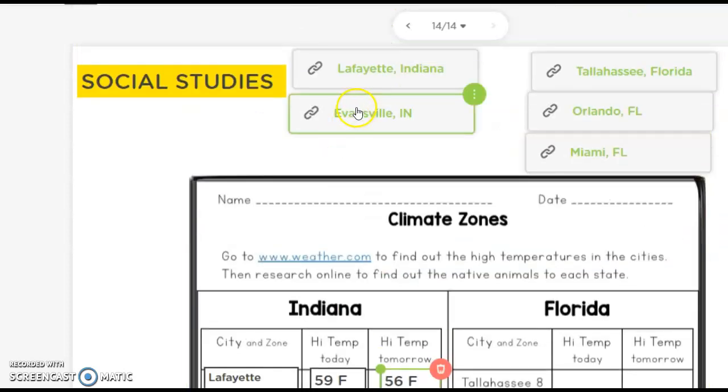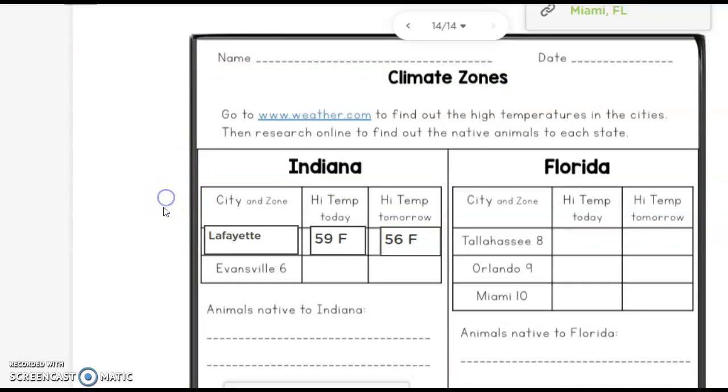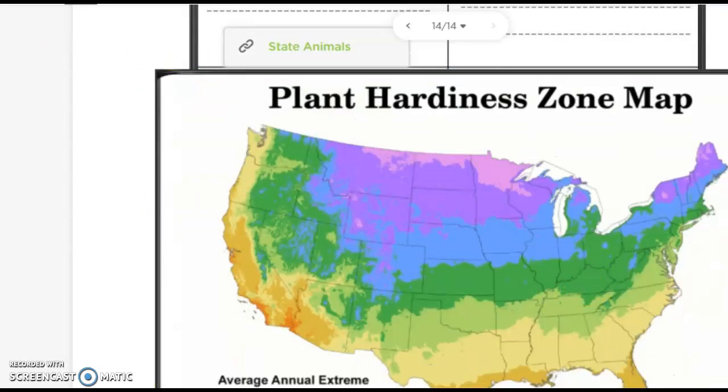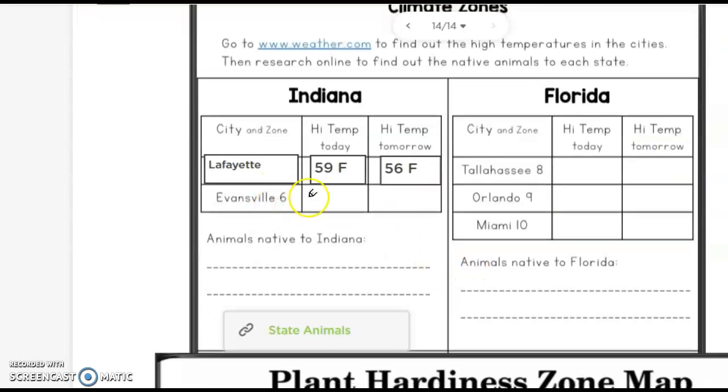Now the second link will take you to Evansville in southern Indiana. So Lafayette is about right here, and Evansville is pretty far down. So I want you to see the difference between the blue zone and the green zone. Is it much higher or much lower?